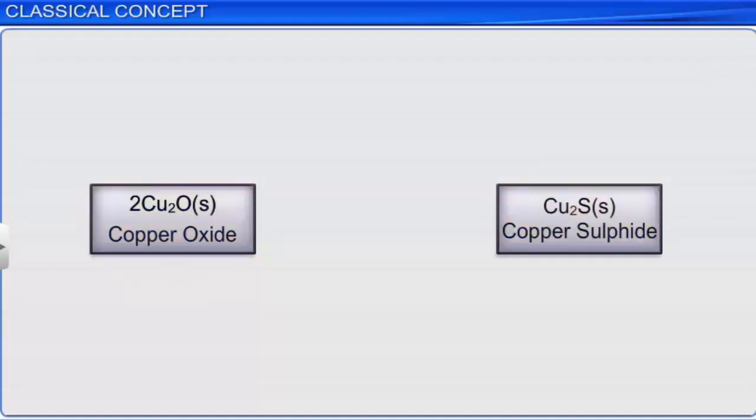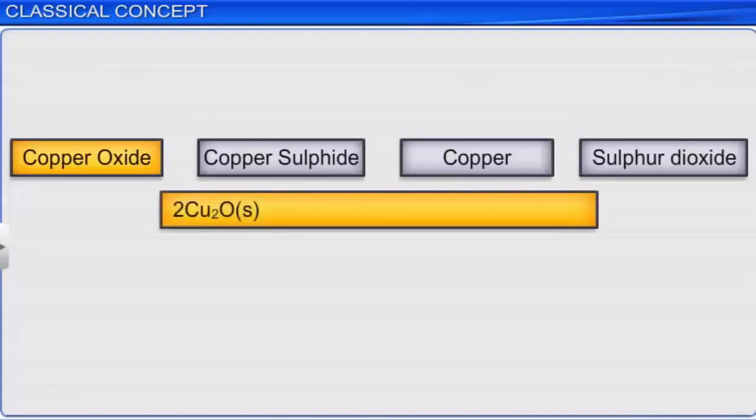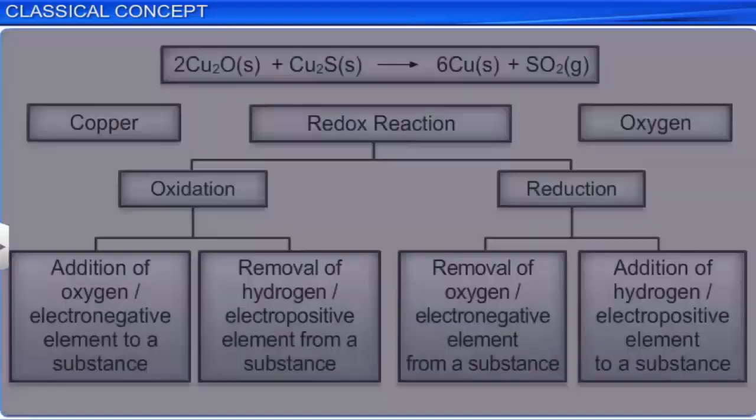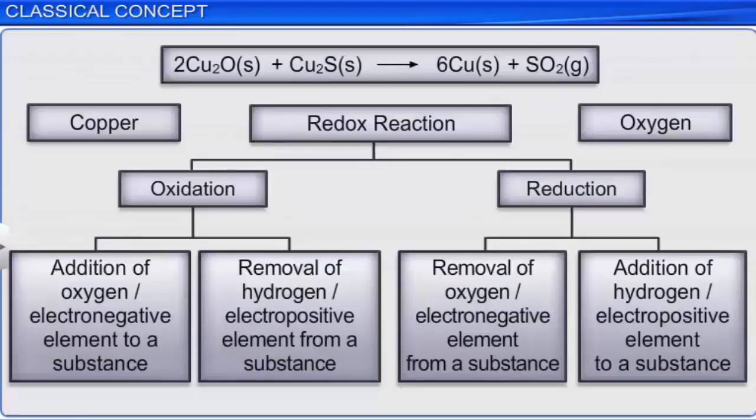Copper oxide reacts with copper sulfide to give copper and sulfur dioxide. In this reaction, oxygen, an electronegative element, is removed from copper oxide, and copper, an electropositive element, is removed from copper sulfide.